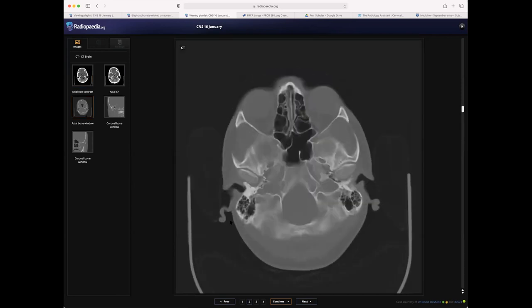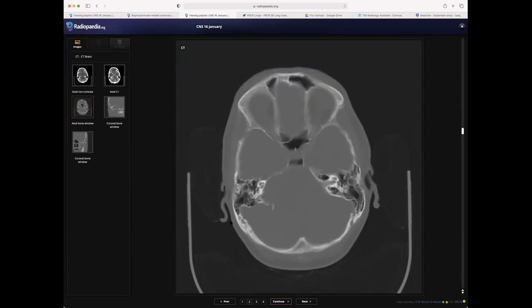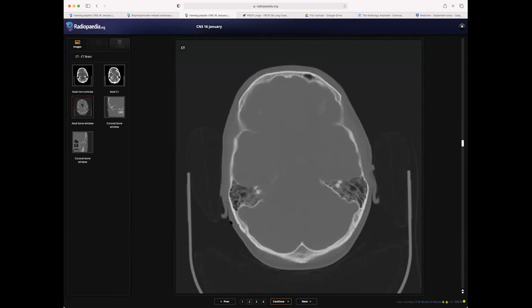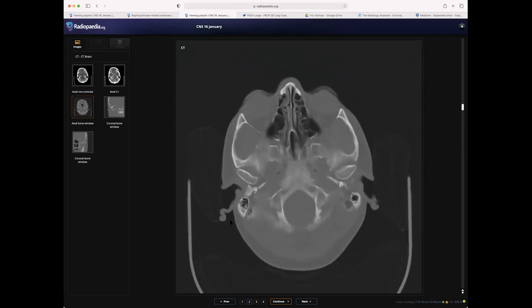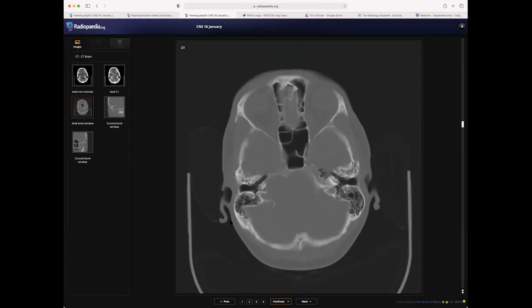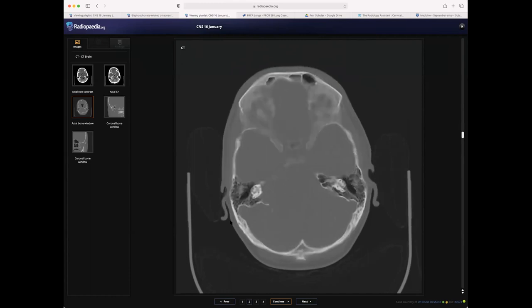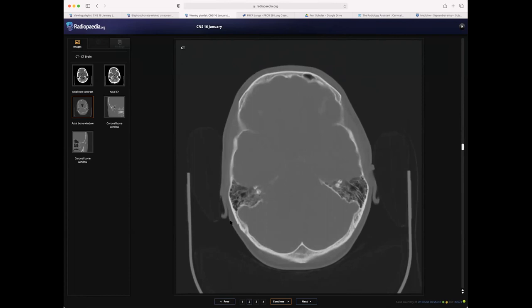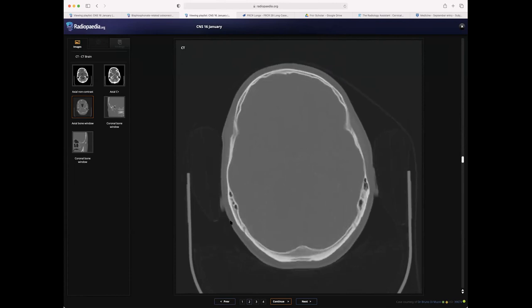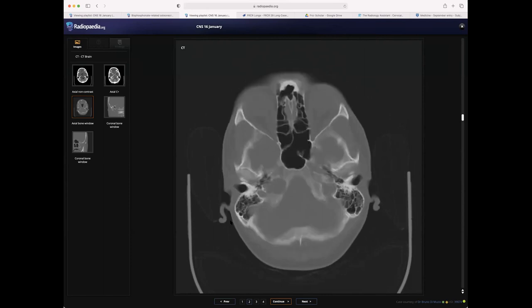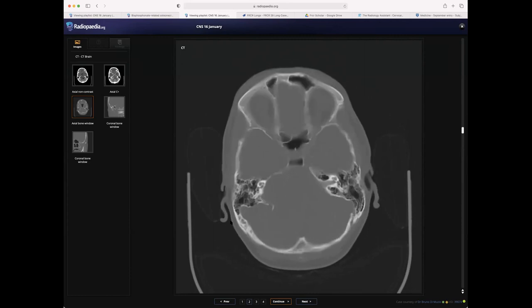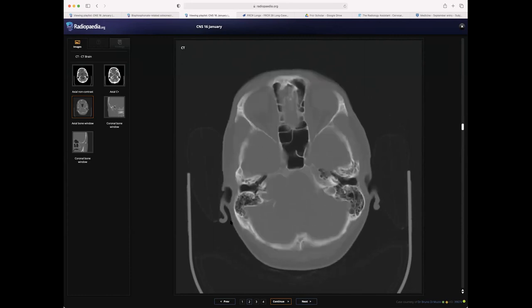Okay, so on the bone window, there is osseous remodeling with this lesion extending in the region of the jugular foramen, and there is a widening of the jugular foramen as well. However, the internal auditory canal and internal ear structures are grossly normal, and the mastoid air cells are normally pneumatized. I would like to advise an MRI for further detailed evaluation and to characterize the lesion.